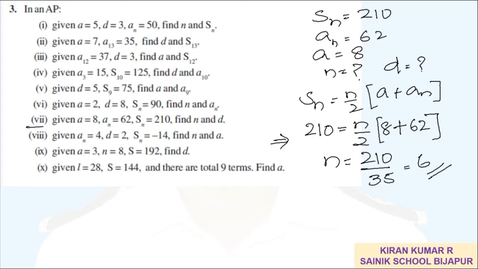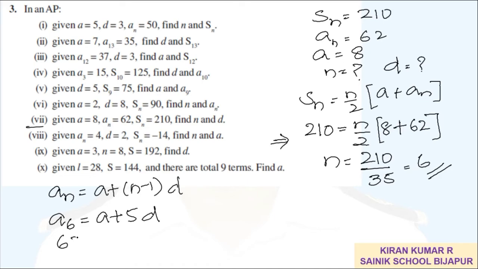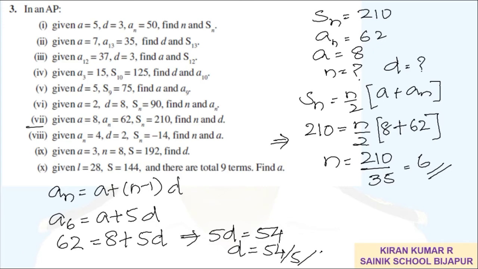35 6 times is 210. So the value of n is found. Now we need to find the value of d. For that, let me use the formula. An is a plus n minus 1 into d. So a6 will be equal to a plus 5d. The nth term is given as 62. So a6 is 62, which is equal to a plus 5d. From this, 5d will become 54. The value of d is 54 upon 5.